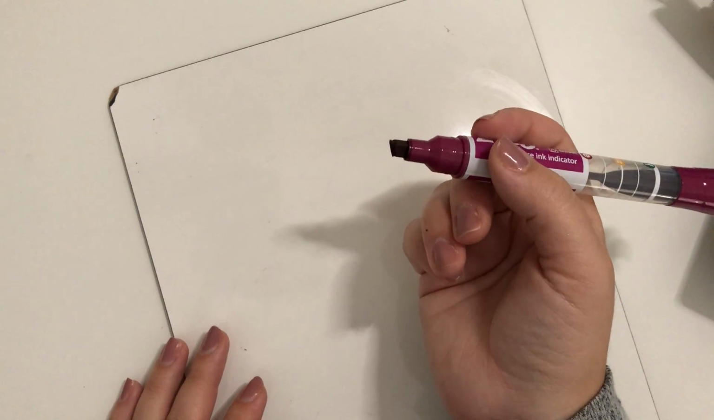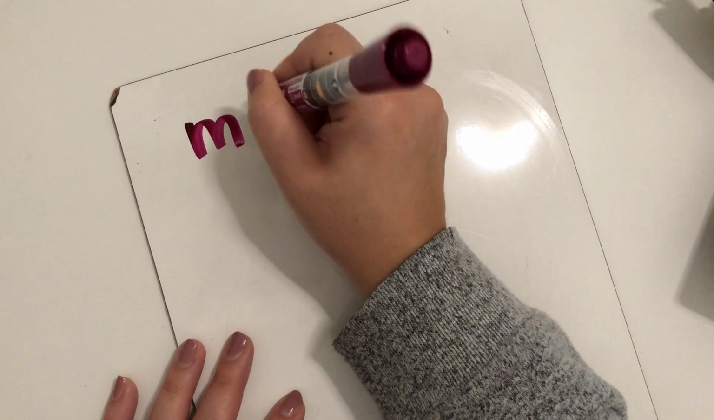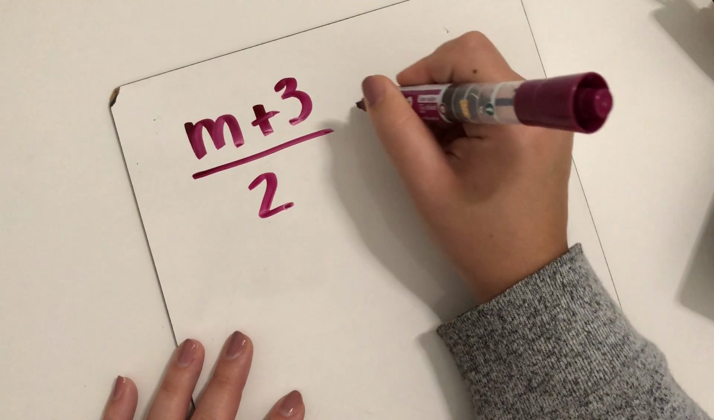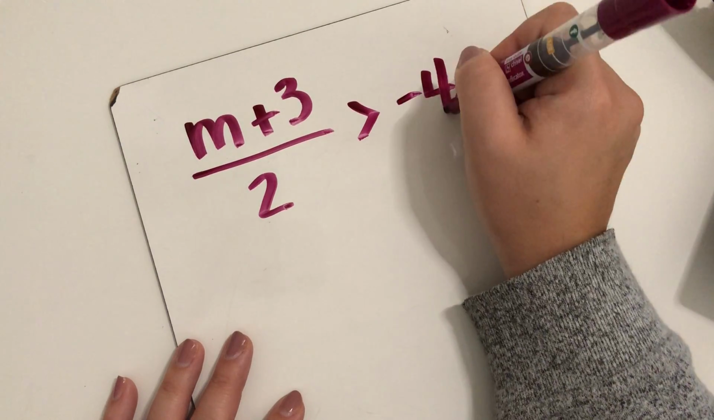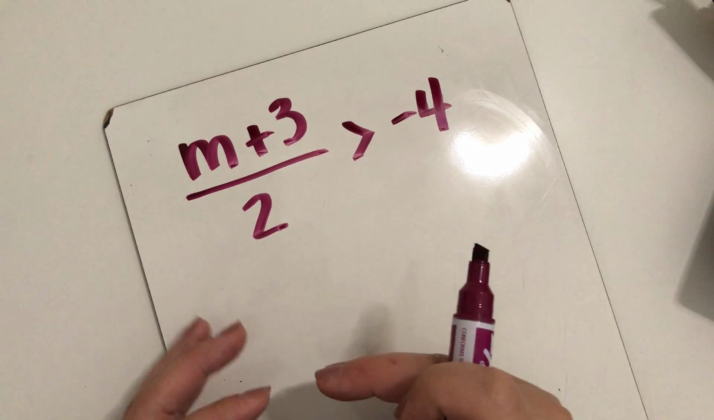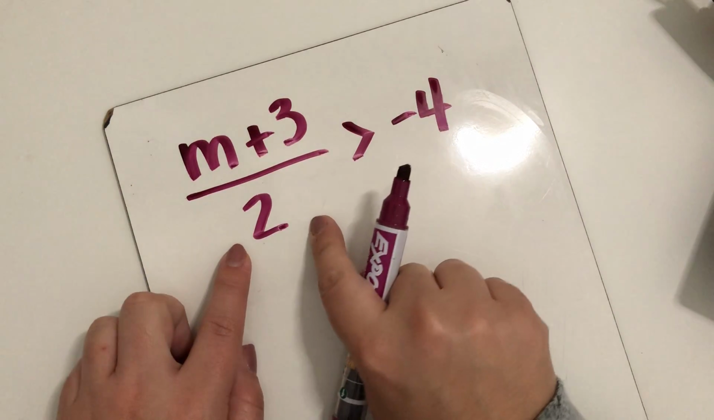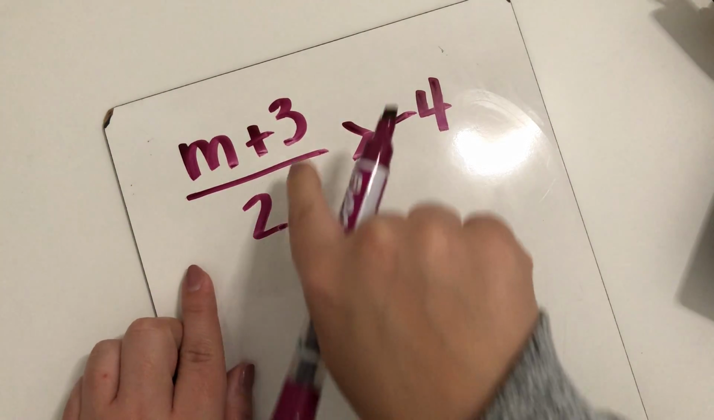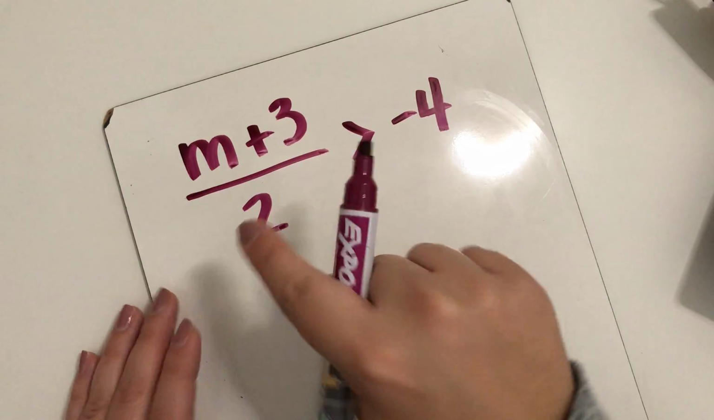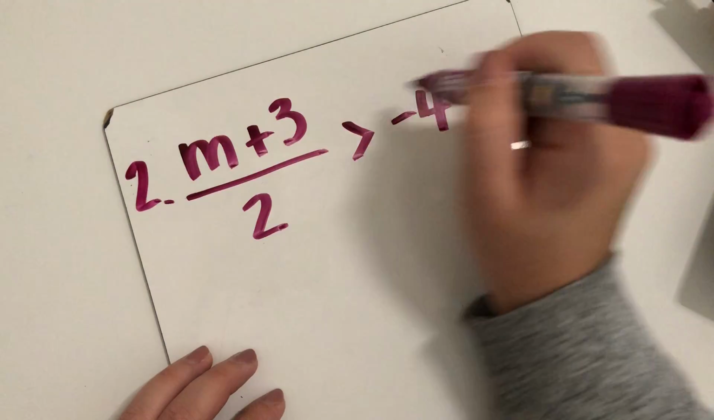So I'm going to choose a pretty decent one, I guess. So we have m plus 3 over 2 is greater than negative 4. When I'm looking at this type of inequality, I can't do anything with this top part until I remove this 2. This whole grouping is doing the operation of division, so to get rid of that 2, I need to multiply both sides by 2.